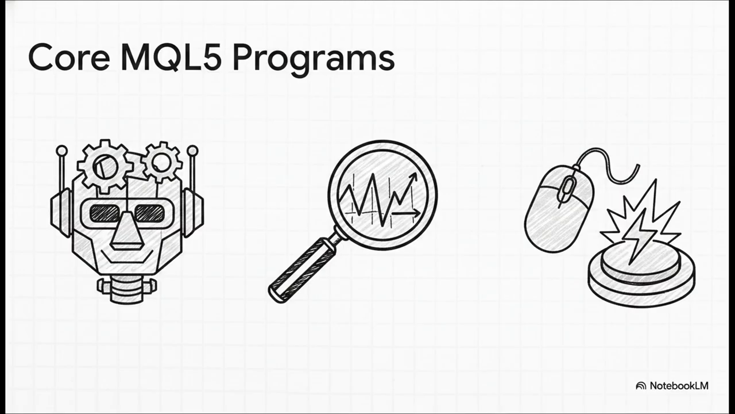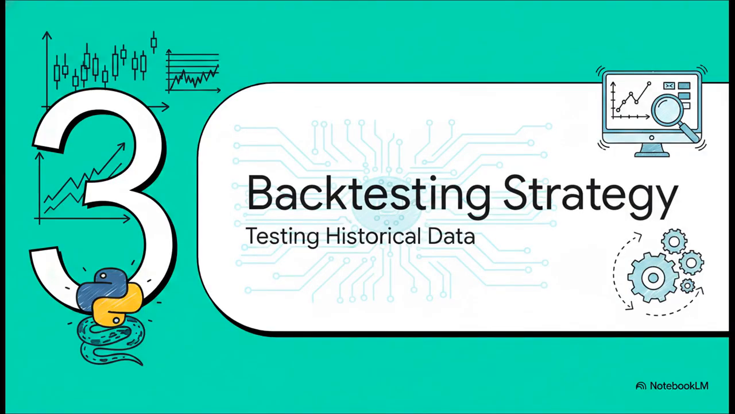Second, custom indicators. Think of these as the watchers. They don't place trades. They just visually signal market events based on your unique math. And finally, scripts. These act like one-time executables, which are perfect for things like instantly closing all your open positions with a single click.